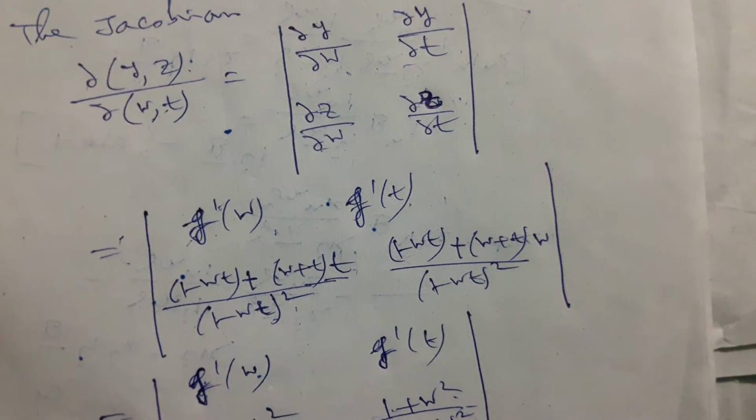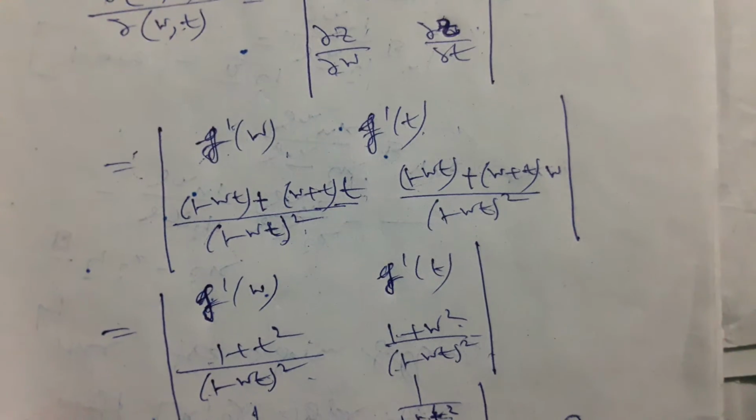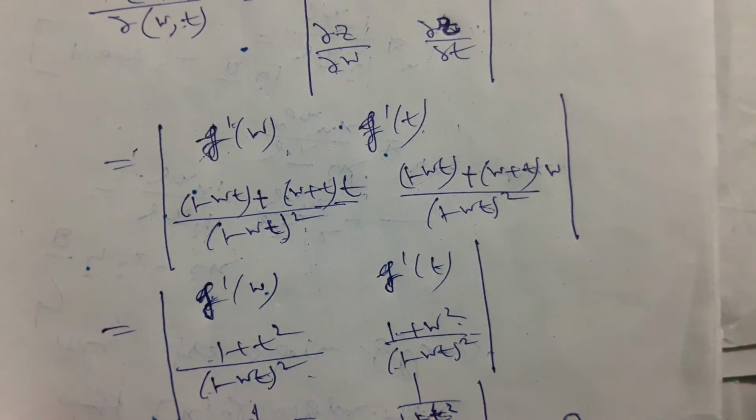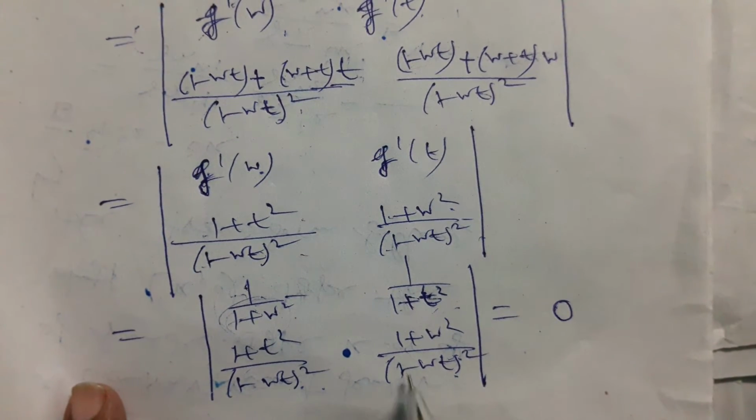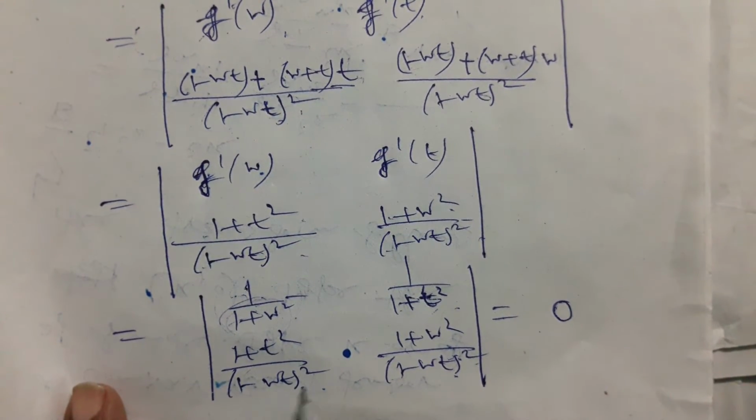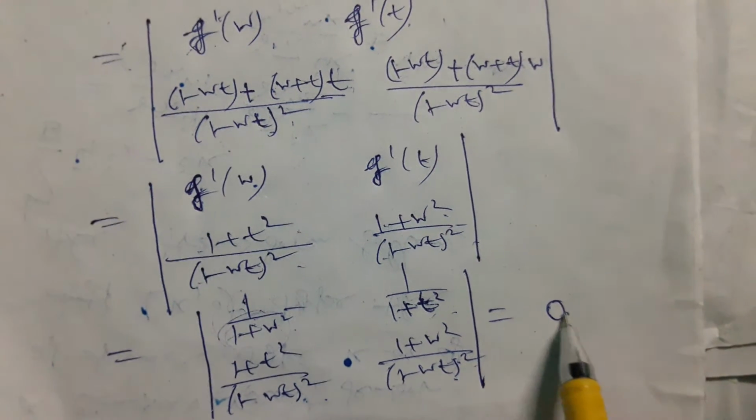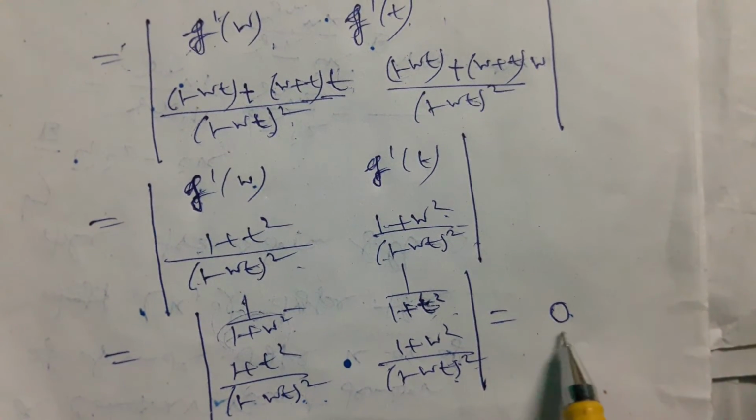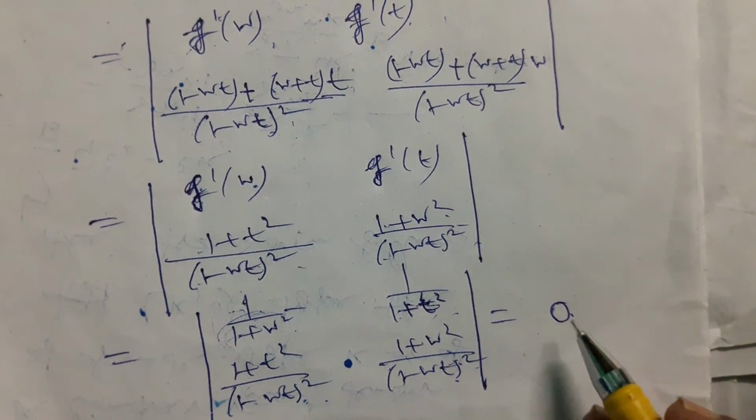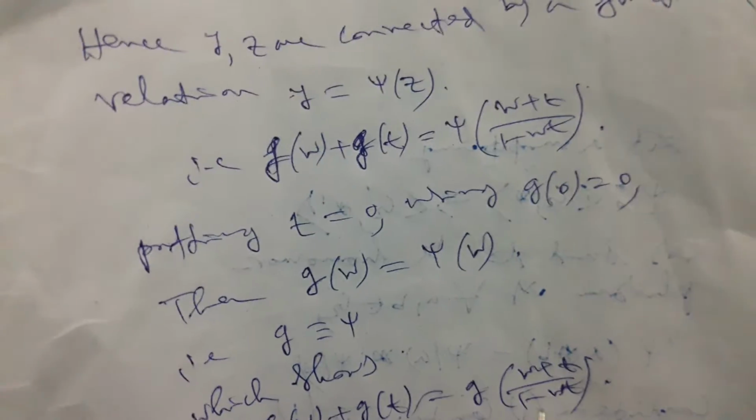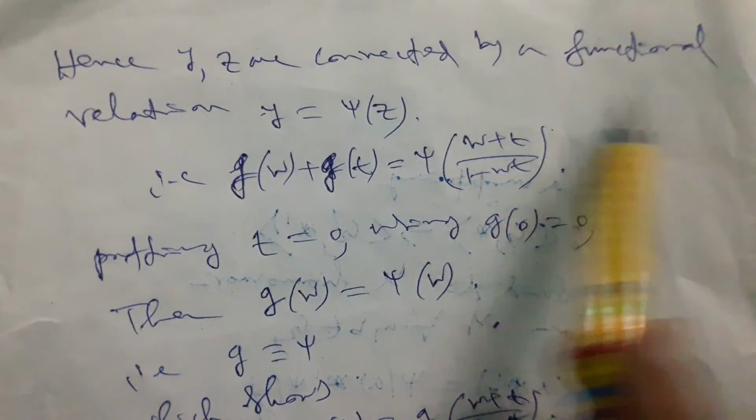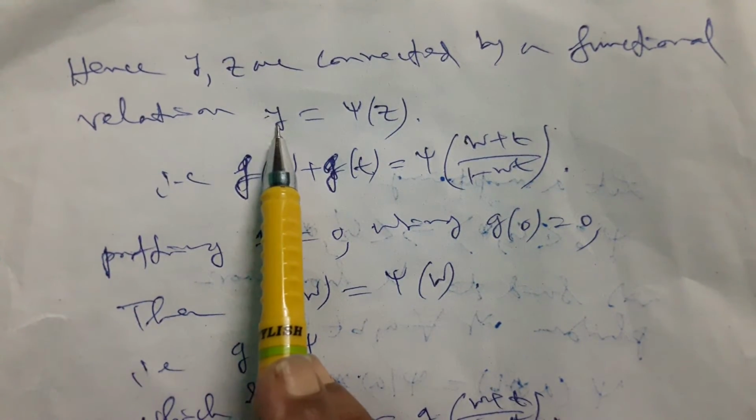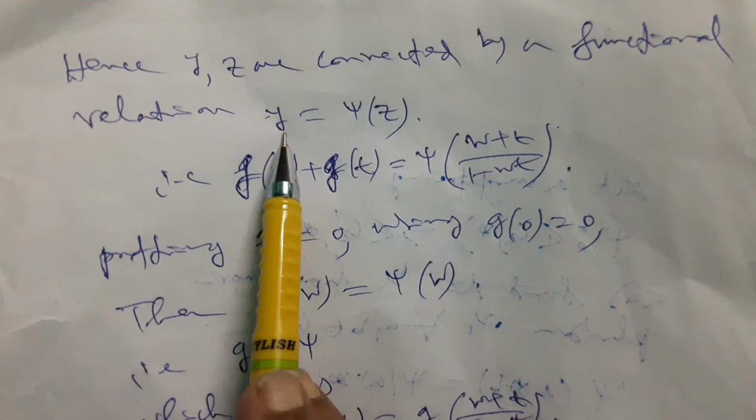So after expanding, it's clear that the result will be 0. If we calculate, 1 plus w square will be cancelled from both sides, and here 1 plus t square is also cancelled, so finally we get 1 by (1 minus wt) whole square minus 1 by (1 minus wt) whole square, so that will be 0. So we can conclude they are functionally dependent. Hence we can say y and z are connected by a functional relation.